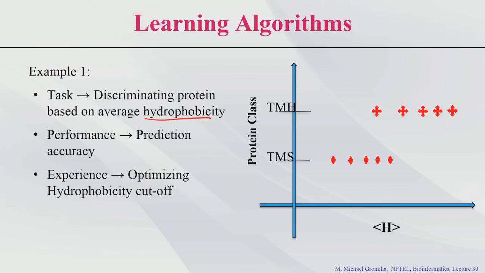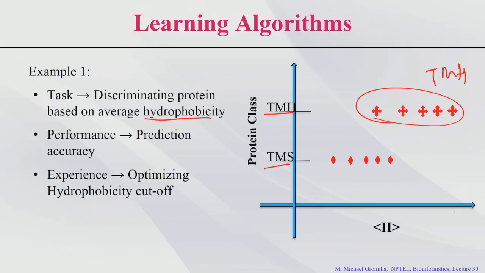Earlier I discussed that in the case of TMH and TMS, helical proteins are enriched with hydrophobicity. So, let us see whether we can use this hydrophobicity to classify. We calculated this for different proteins. Here I have shown an example with 10 proteins: these 5 belong to TMS and these 5 belong to TMH. How to discriminate? For example, we can assign the H values.